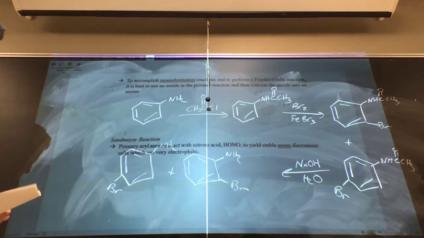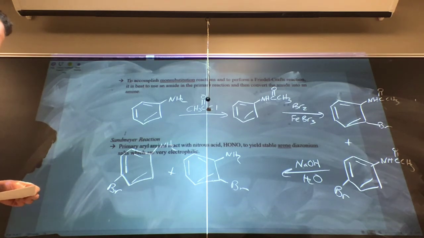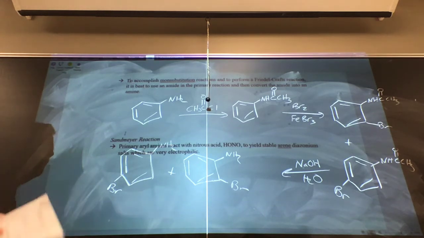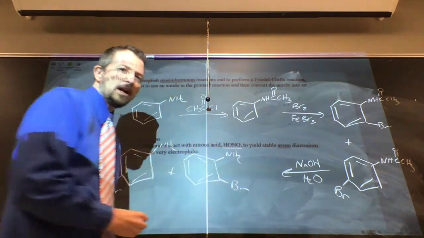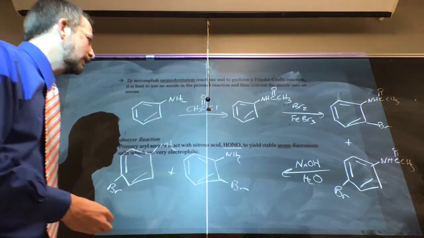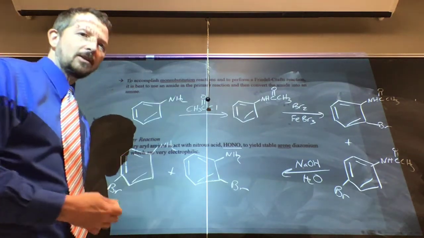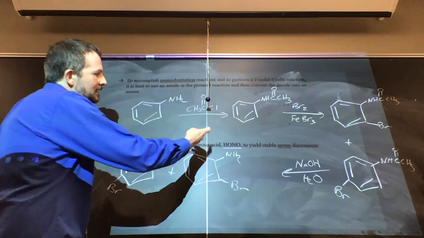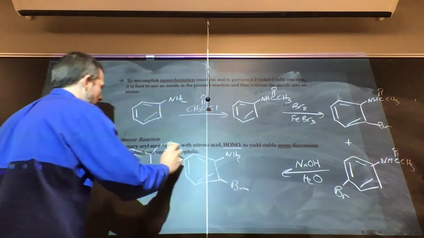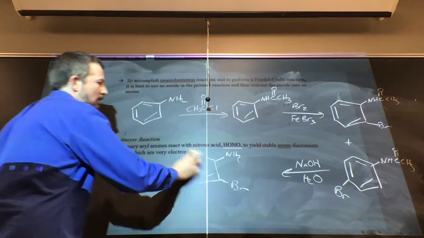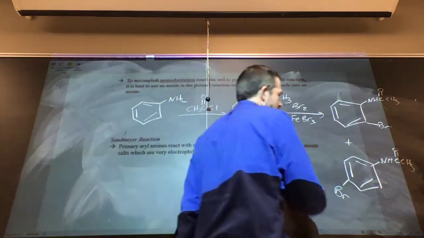reaction known as the Sandmeyer reaction. Primary arylamines react with nitrous acid. You can write it out as HNO2 or HONO. HONO is a little more fun because it's kind of fun to say. But HNO2, nitrous acid, yields stable arene diazonium salts, which are very electrophilic.